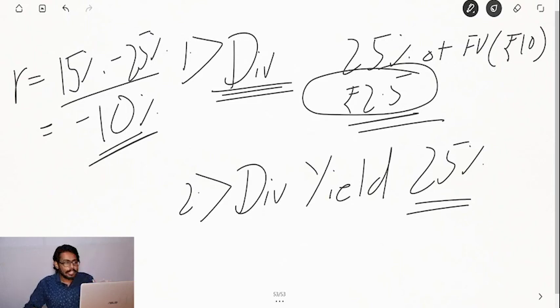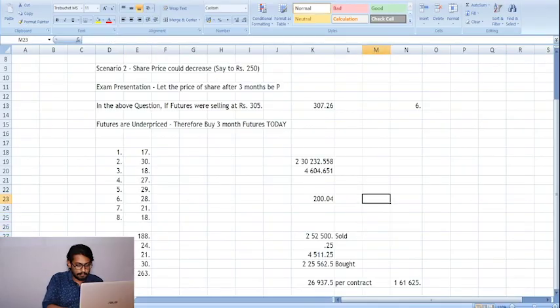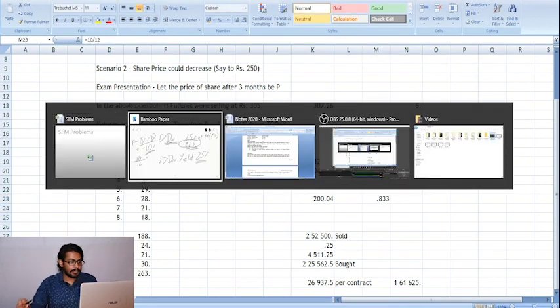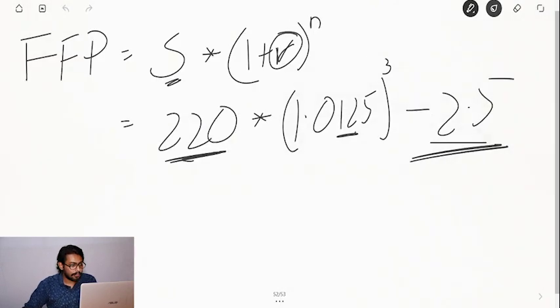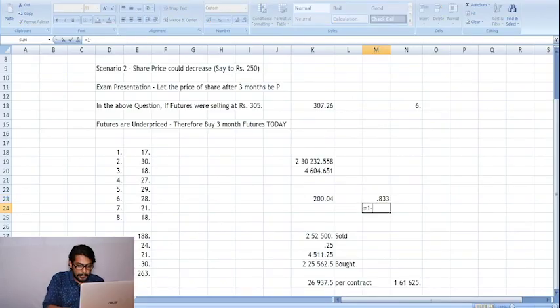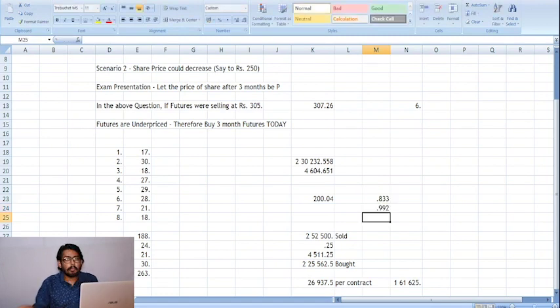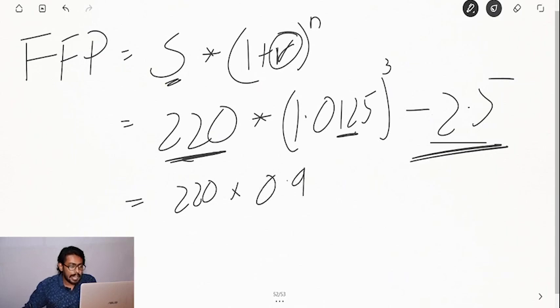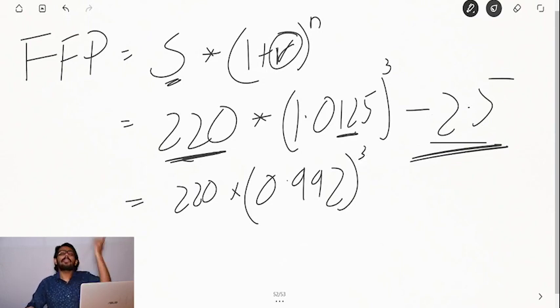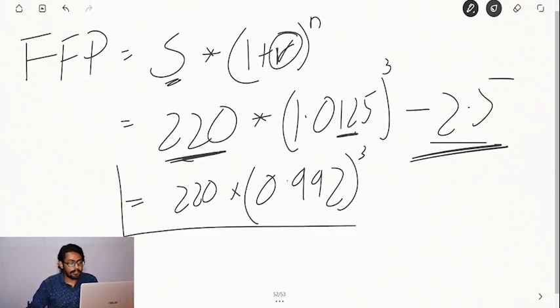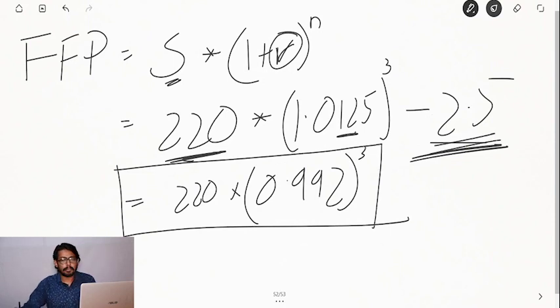Instead of 1 plus R, you will have 1 minus 10%. So 10 divided by 12 is 0.00833. If it is dividend yield, the fair future price is 220 into 1 minus 0.00833, which is 0.992, raised to 3. It's negative, so not 1 plus, but 1 minus. So 220 into 0.992 raised to 3 will be your fair future price if it was dividend yield. If it was dividend, just subtract it. That is point number one. So far so good.